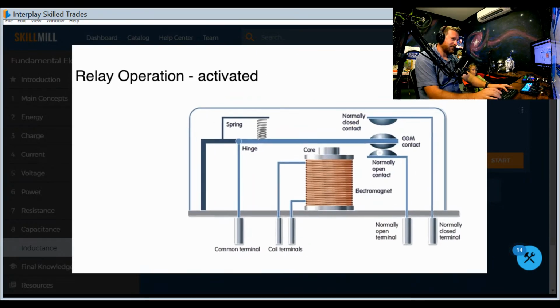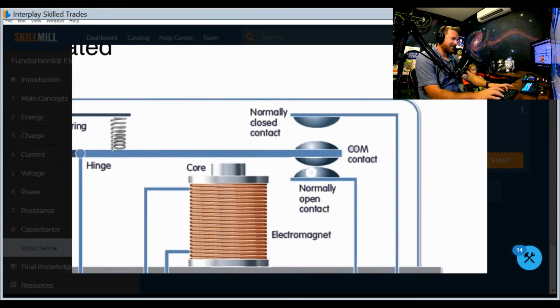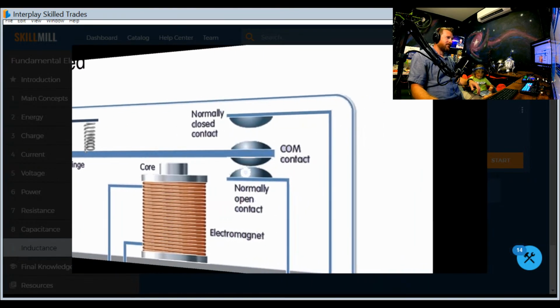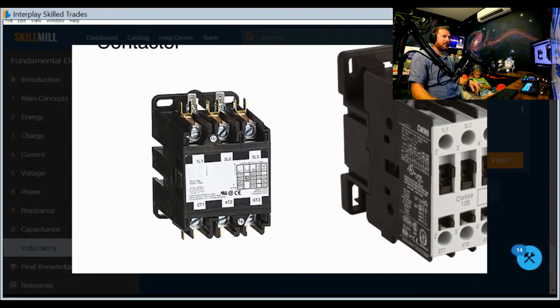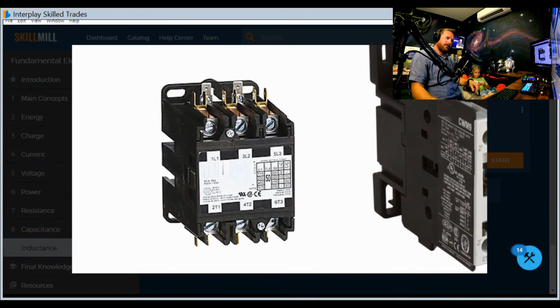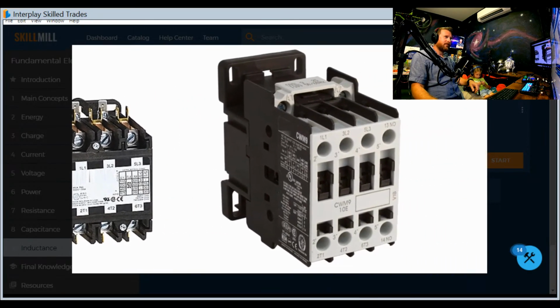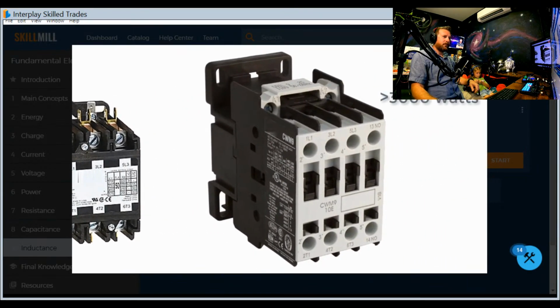If the relay was a simpler design with just one set of contacts, then the action of the relay would be either to just open a normally closed contact or close a normally open contact. Contactors are very similar to relays, with relays just generally being used for smaller currents and contactors being used to handle larger currents, typically more than 15 amps or 3,000 watts.